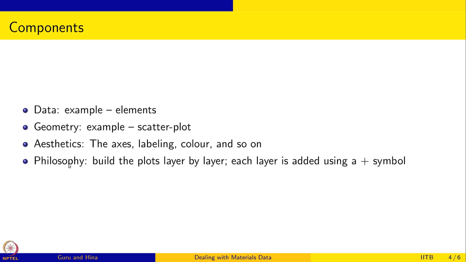And the philosophy in ggplot2 is that we build the plots layer by layer. So, we take the data, we put the geometry, we put one component in, let us say the plot is in, then we name the axis, then we label the points and then we give colors to them and so on and so forth. And each layer that you add is added using a plus symbol. So, that is how ggplot2 works.